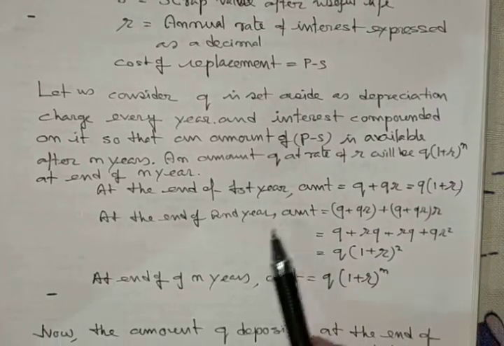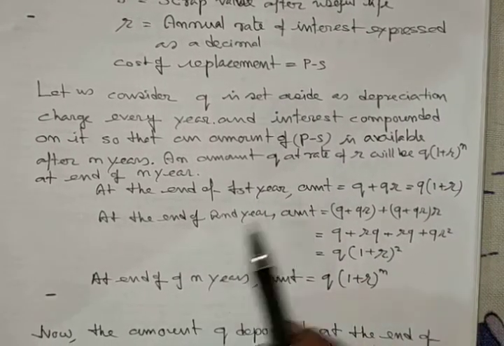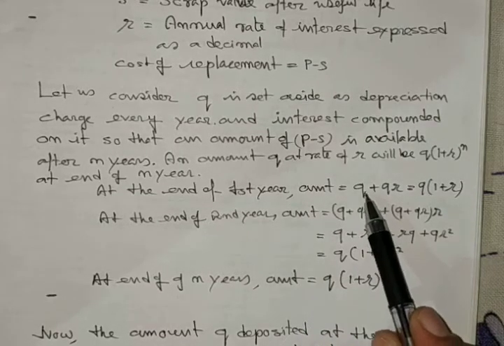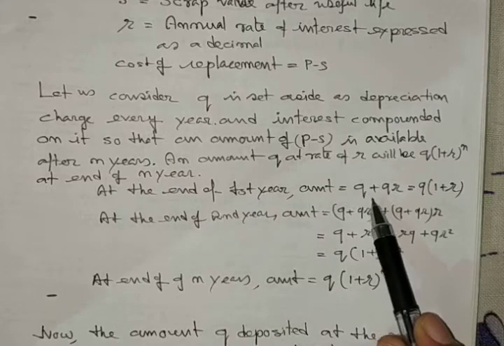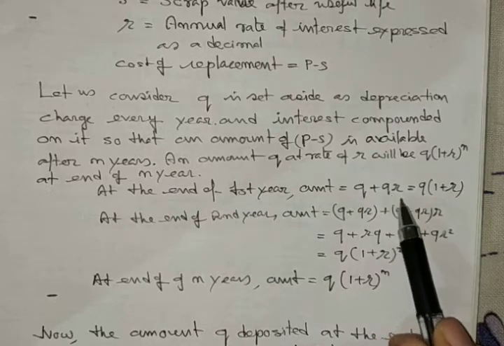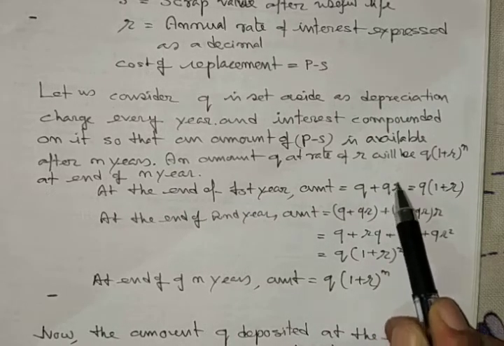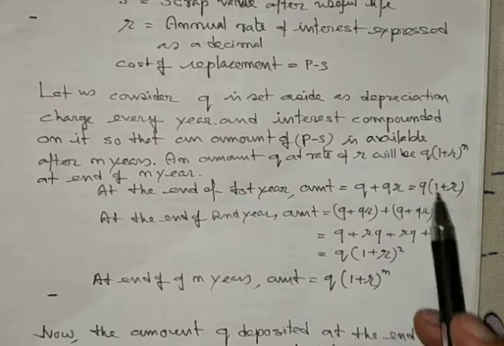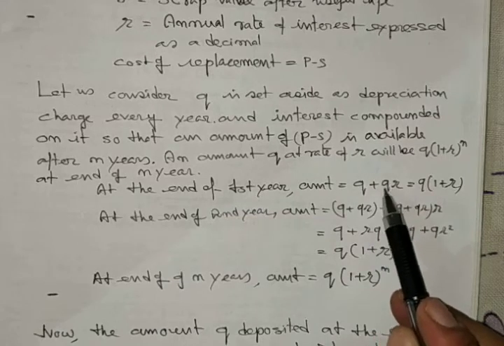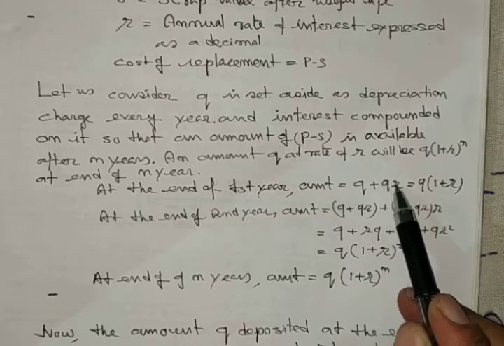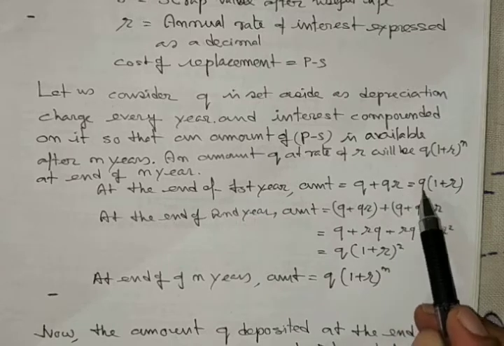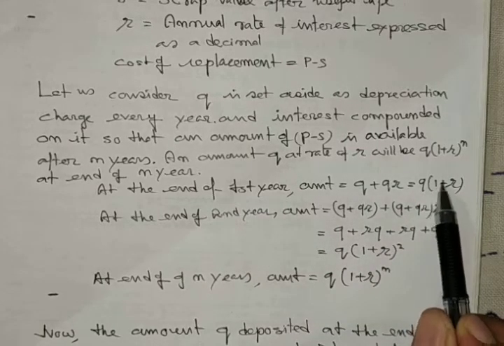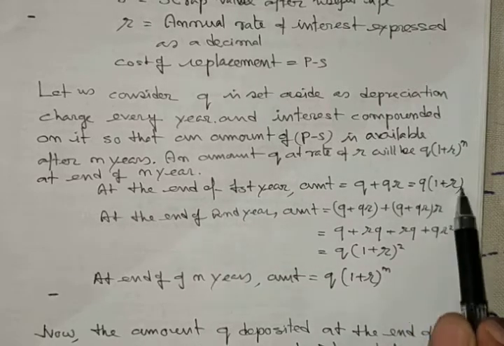Let's consider at the end of the first year, the amount you have to give is Q, and again you have to give the interest on Q, that is R in decimal. So if it is 10%, then it will be Q plus Q times 0.1. So R is the interest. For the first year it is Q into 1 plus R.